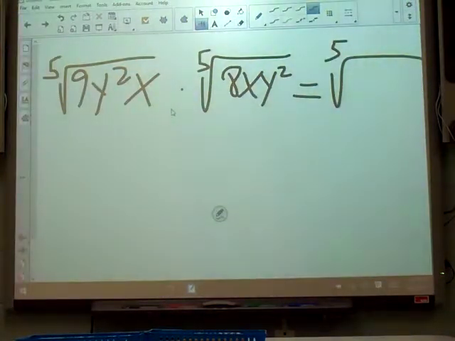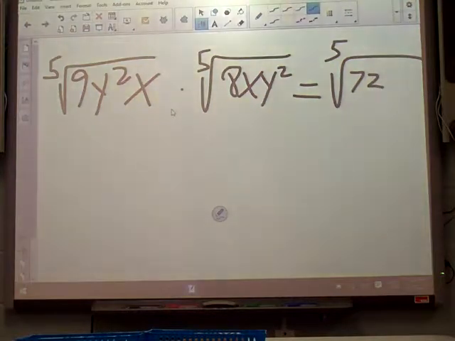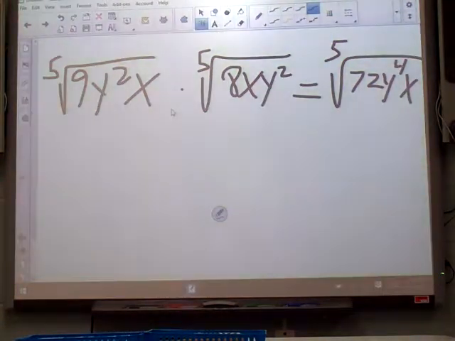Then you just multiply underneath your coefficients. 9 times 8, 72. What about your y's? What's y squared? And you got another y squared. Yep, Zane, y to the 4th. And then your x's, you got an x and an x. Squared. Now, sometimes you'll be able to break that down and sometimes you won't.